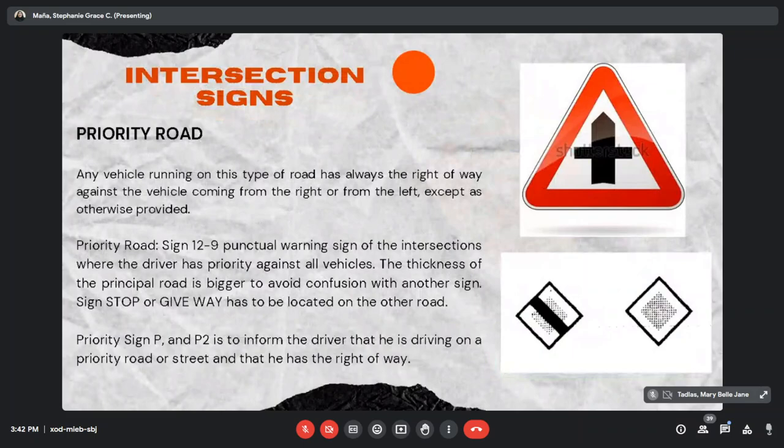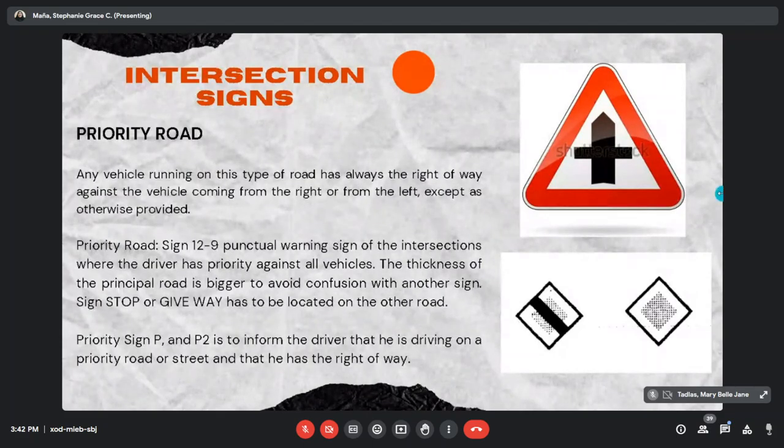Second is the priority road. So any vehicle running on this type of road always has the right of way against the vehicle coming from the right or from the left, except as otherwise provided. So priority road, sign 12-9, a punctual warning sign of the intersections where the driver has priority against all vehicles. The thickness of the principal road is bigger to avoid confusion with another sign. Sign stop or give way has to be located on the other road. So sign 12-9 is located above in this presentation.